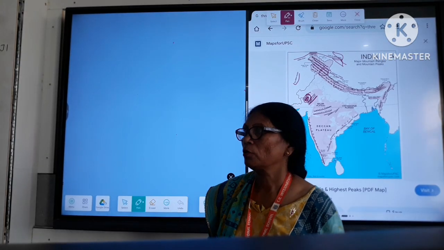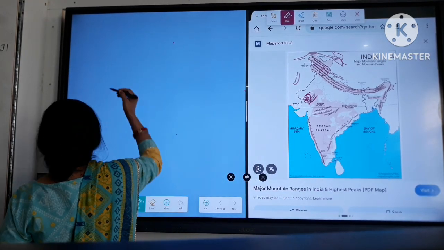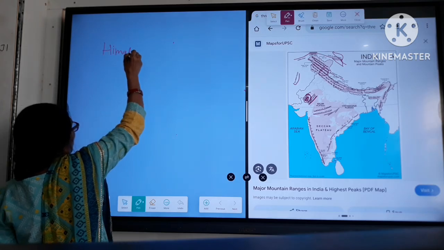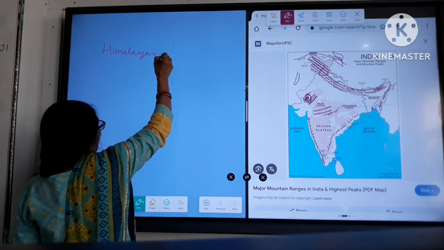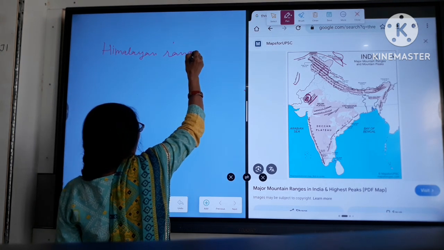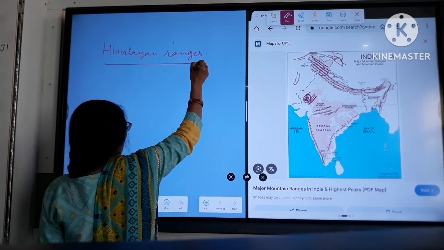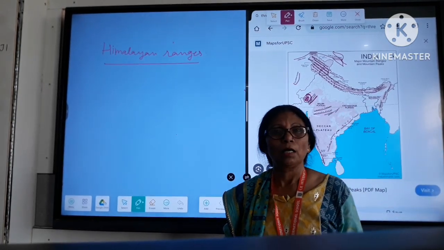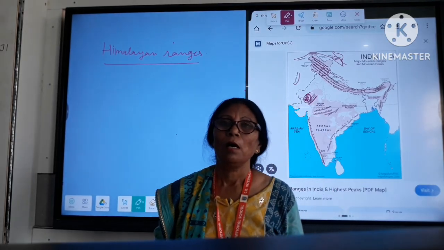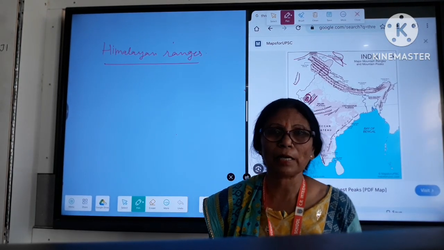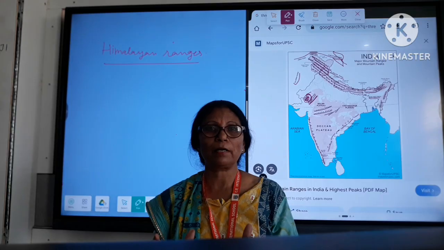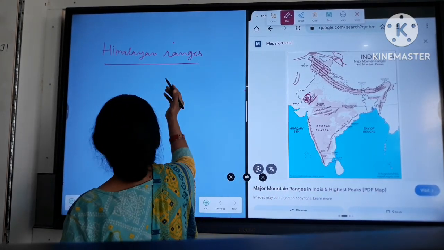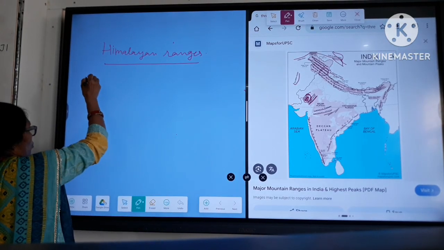Today we are going to discuss the Himalayan range. Yesterday I told you about the Himalayas' formation, how they formed, their features, their importance and their different landscapes. Today we are going to discuss the Himalayan ranges. The Himalaya is divided into three ranges.